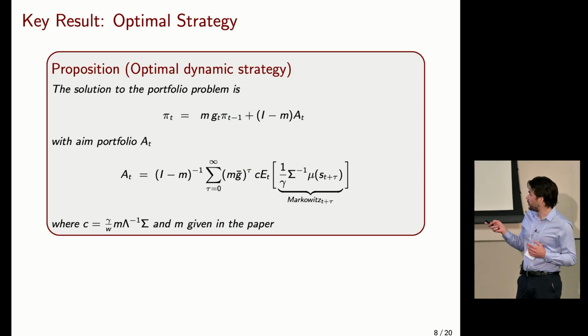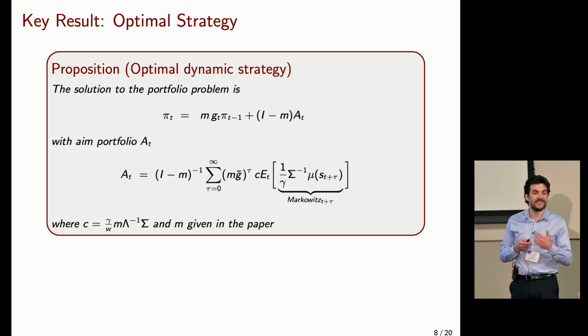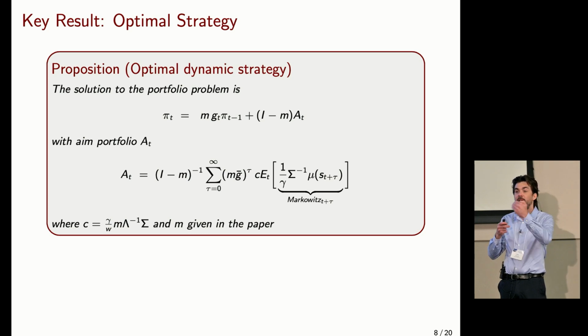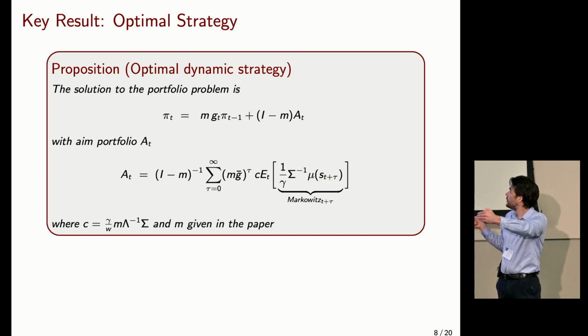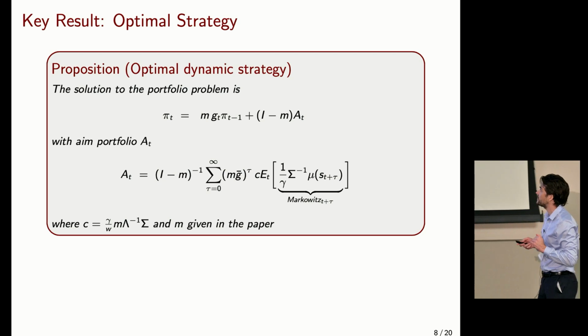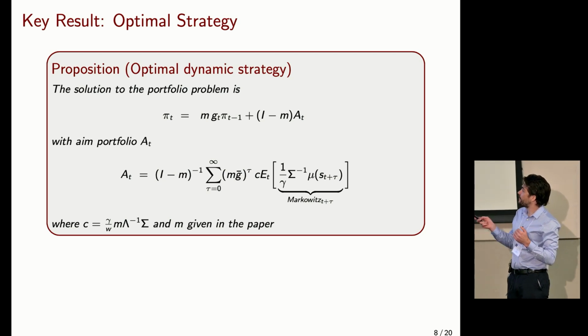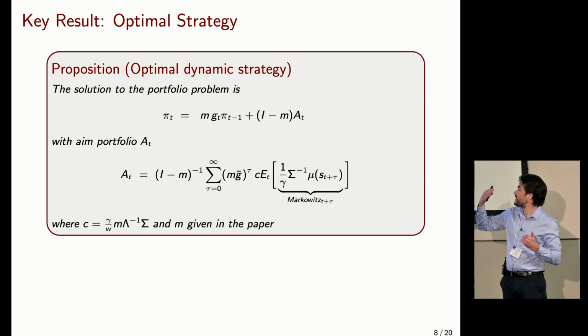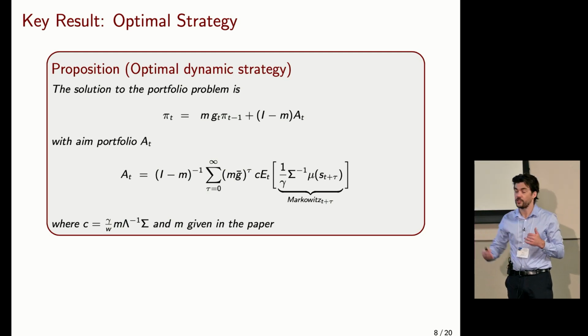Now this aim portfolio looks sort of complicated, but it's actually just a discounted version of Markowitz portfolios over all future periods. And the Markowitz portfolio is just the optimal portfolio if you were not exposed to trading costs. So you should take the portfolio you inherited, trade towards the aim portfolio, and this aim portfolio is a discounted version of the optimal portfolio before trading costs.